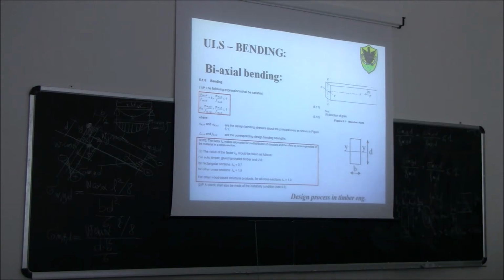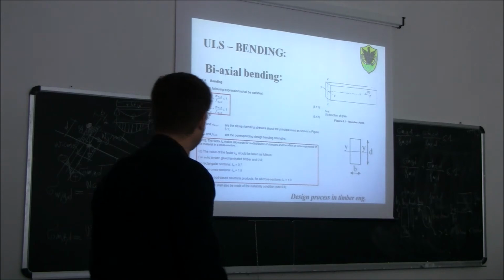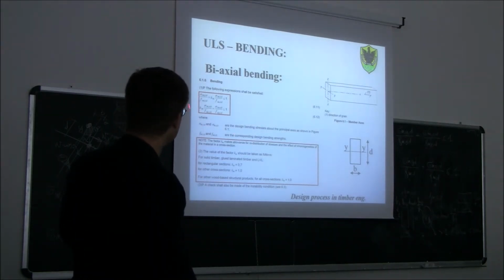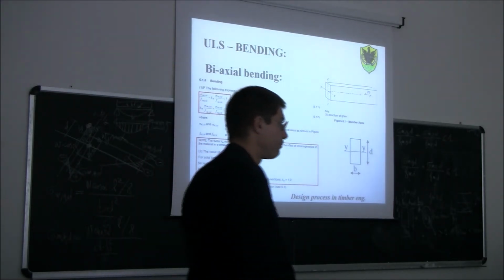So if you want, this is a conventional way to take into account, in a simplified way, the effect of redistribution on the resistance of timber beams, rectangular cross-section only, subjected to biaxial bending. Okay? Is it clear? So we found out how those inequalities were derived and what is the meaning of this Km.